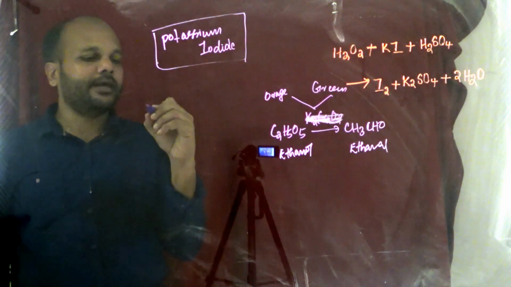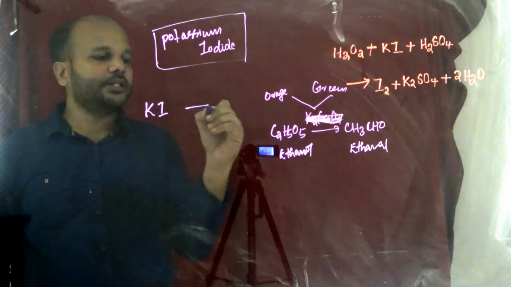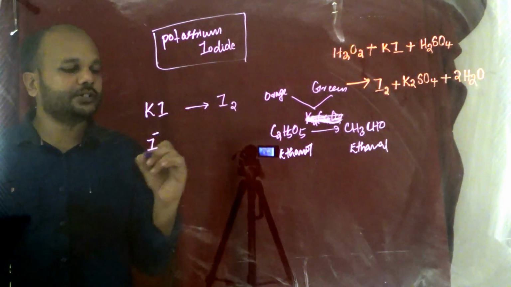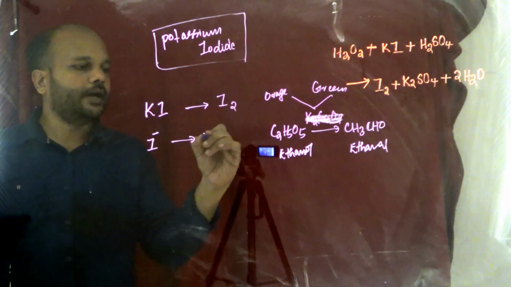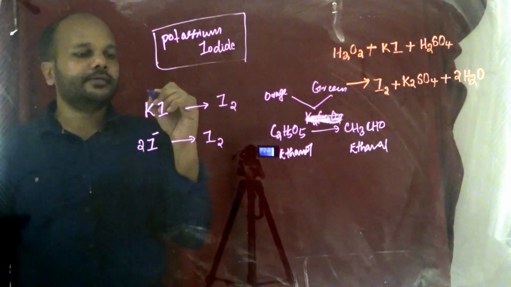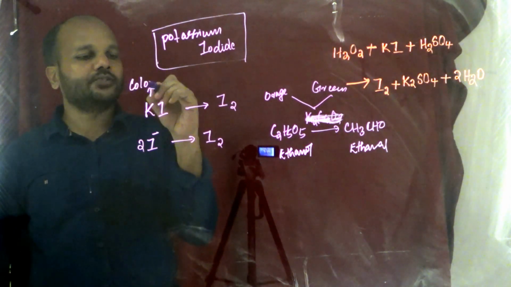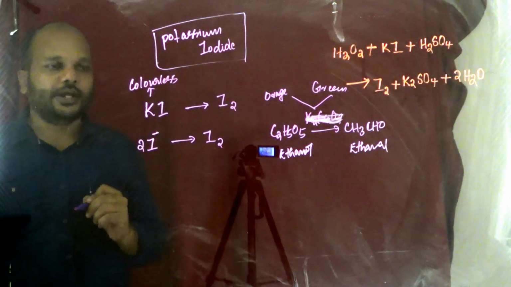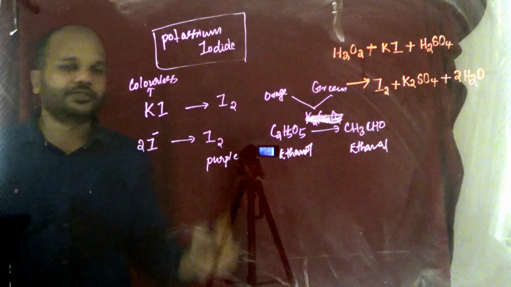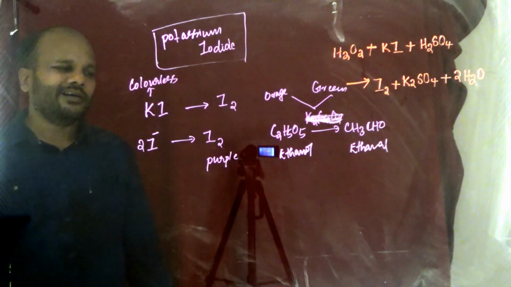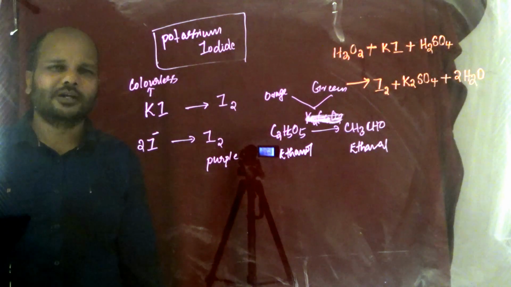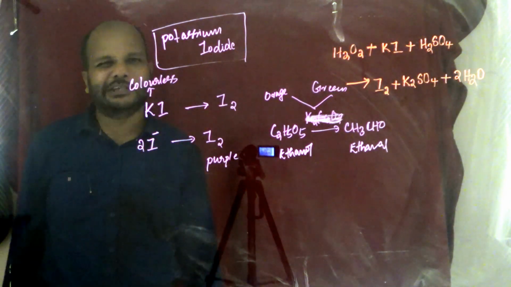KI gets converted to iodine. If I write I minus, it is getting converted to I2, so I can write 2I minus. Potassium iodide is in fact colorless. There is no color associated with potassium iodide, but iodine is purple. Probably you have seen that all the halogens are colored. Iodine is purple, bromine is reddish brown, and chlorine is yellowish green.